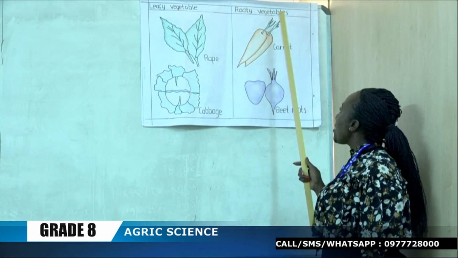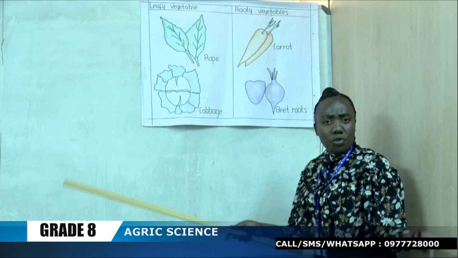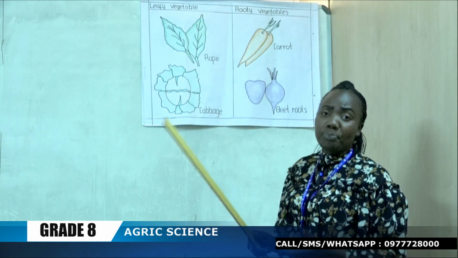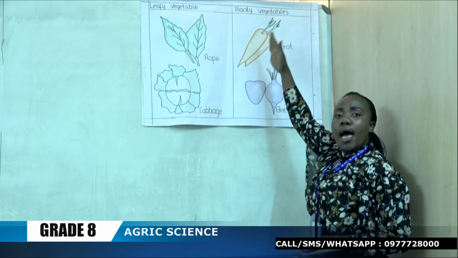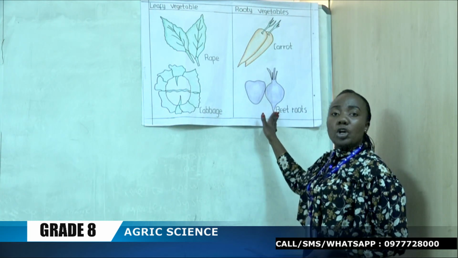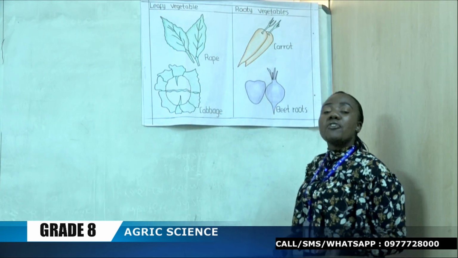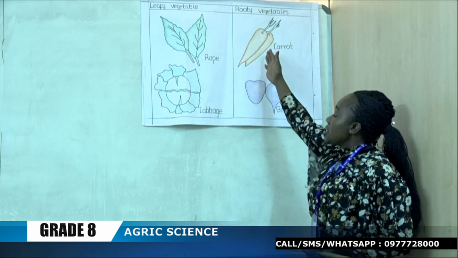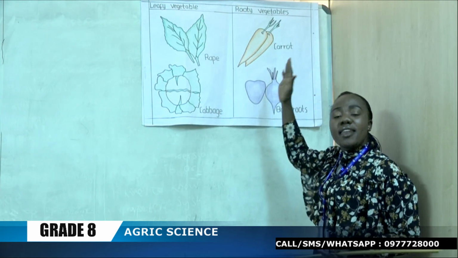Our second type of vegetables is rooty vegetables. What are the examples of rooty vegetables? Carrots are examples of rooty vegetables. Apart from carrots, I also have beetroots. Beetroots are also examples of rooty vegetables. Apart from beetroots, we also have radish. So examples of rooty vegetables are carrots, beetroots, and radish.